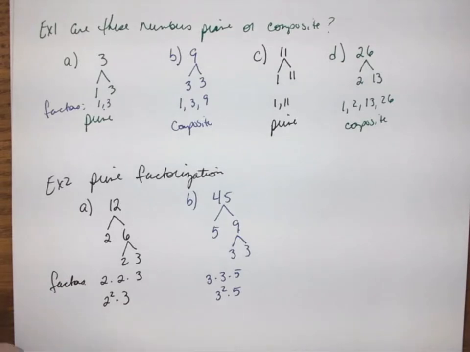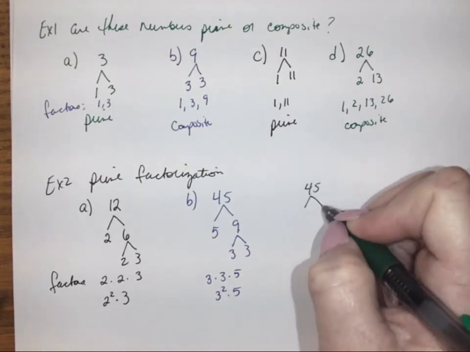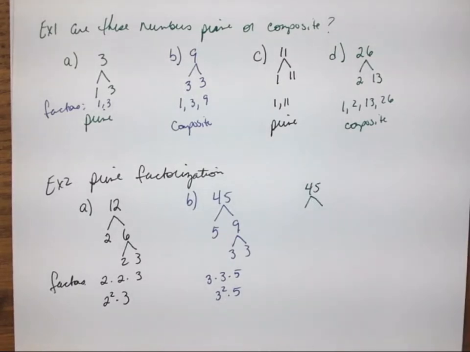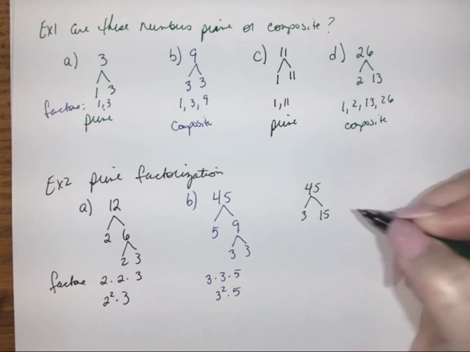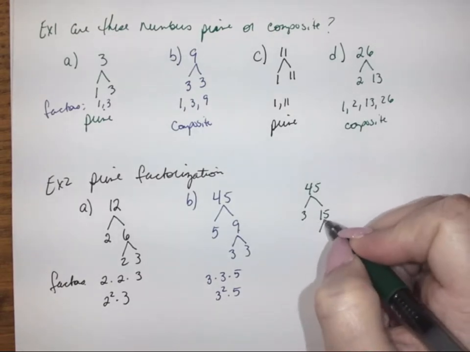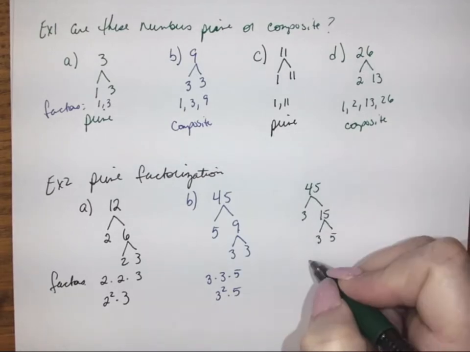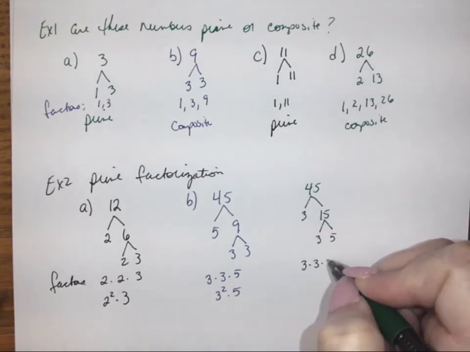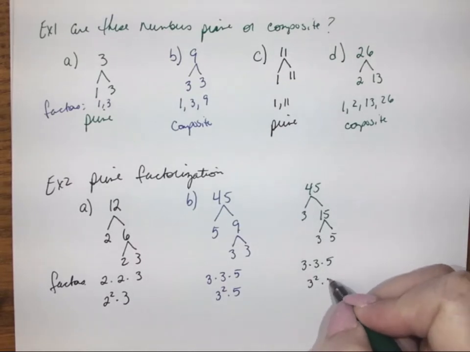Now we could have done this same example in another way. So let's do 45 another time. I can try a different prime. Let's say I don't realize it divides by 5, but I realize it divides by 3. 3 times 15 is 45. 3 is a prime number, but 15 is not. That is 3 times 5. So now I still have 3 times 3 times 5, which will get me 3 squared times 5.